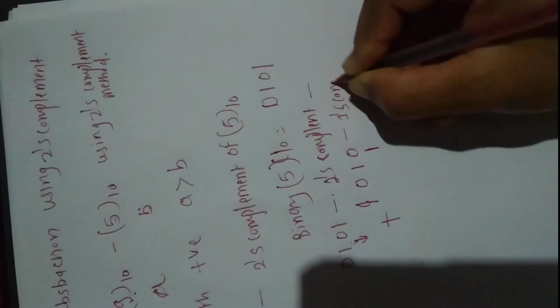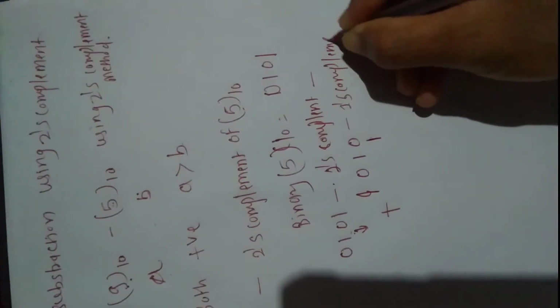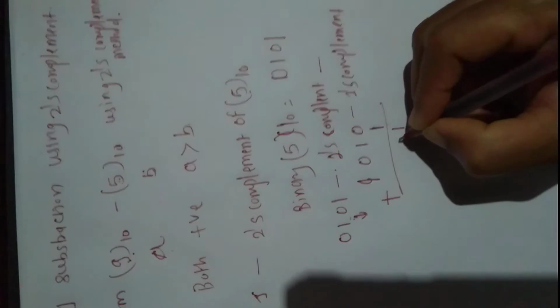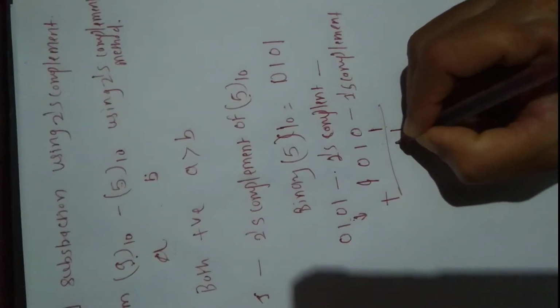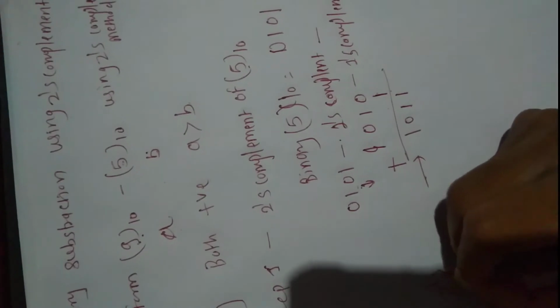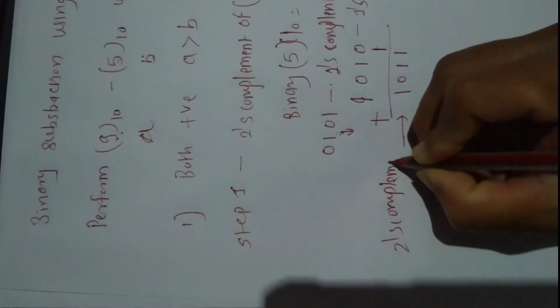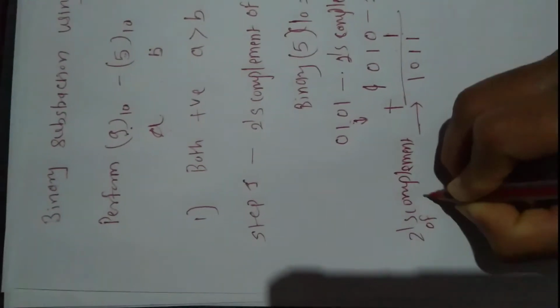1's complement 1010, plus 1: 0 plus 1 is 1, 1 plus 1 is 0 carry 1, and so on, giving 1011. This is the 2's complement of number B, and that number B is 5.